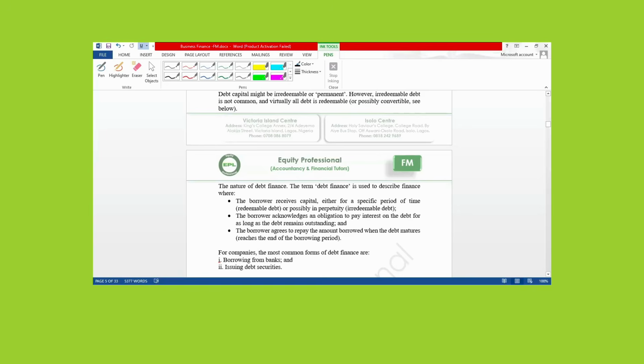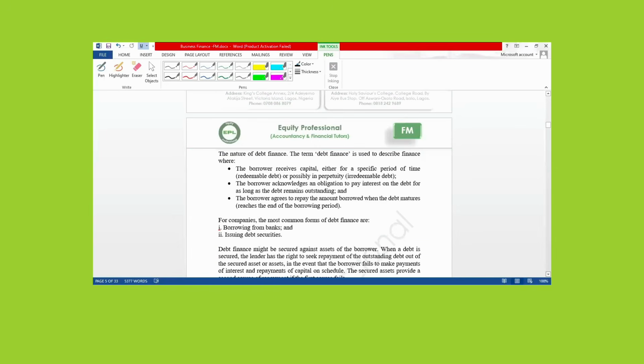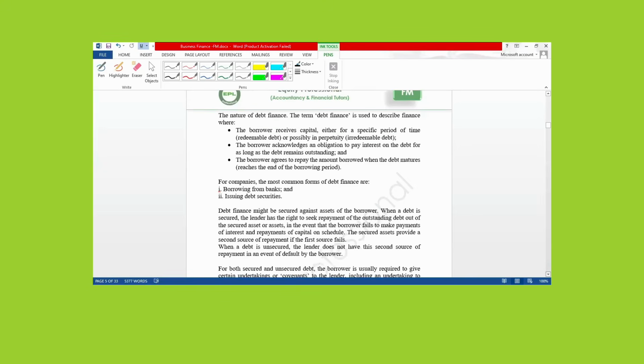So we said debt financing comes with interest payments. There's interest cost on debt finance.